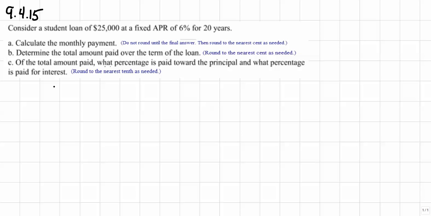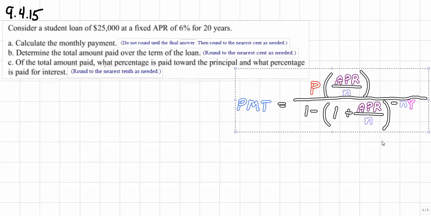And C. Of the total amount paid, what percentage is paid toward the principal and what percentage is paid for interest? In order to calculate these particular answers, we're going to have to start with the fact that we need the formula for a monthly payment based upon a loan and a fixed APR of monthly payments. And we're going to use this formula right here.